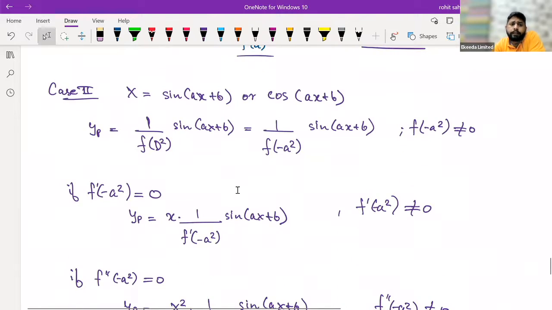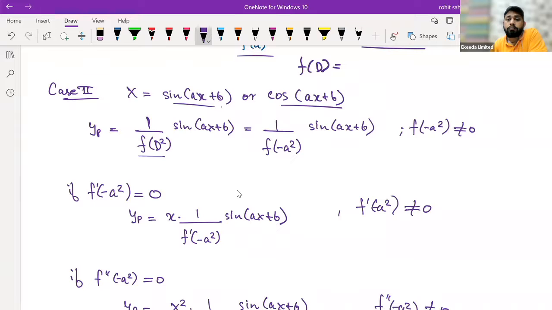Second case could be sine ax plus b or cos ax plus b. So these are sine terms and cos terms. If this happens, what you can do is, for the function of f of d square, I'm not saying f of d, but f of d square. Let's say f of d was d square plus 2d plus 1. So I'm just talking about your d square. You need to replace your d square by minus a square.